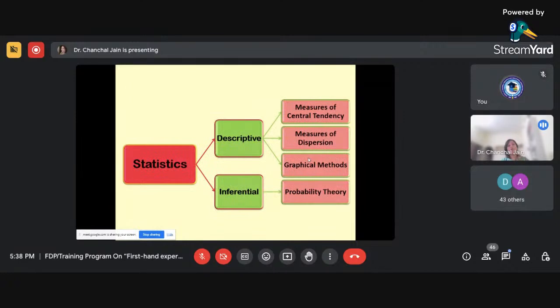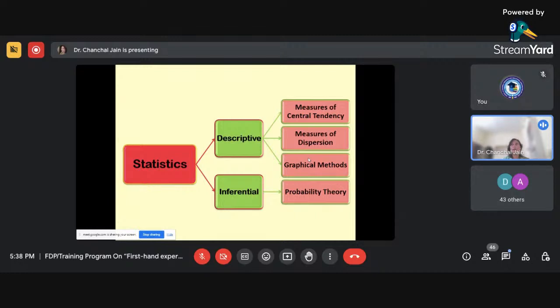Moving further, now we can divide statistics into two categories: descriptive statistics and inferential statistics. So today we will see both. Firstly, I'll discuss the descriptive and then I'll discuss the inferential. But here, for the namesake, I'm explaining the meaning of both. Descriptive statistics is used when we want to summarize the data. So in that case, we can use descriptive statistics.